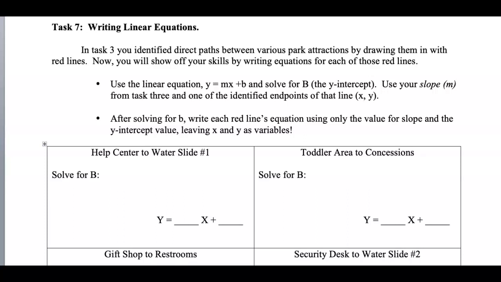In task 3, you identified direct paths between various park attractions and drew them in with red lines. Now you will show off your skills by writing equations for each of those red lines. We're going to use the linear equation that we talked about a few weeks ago, y equals mx plus b form. If you remember, b stands for the y-intercept and m stands for the slope. We already calculated the slope, but we don't know the y-intercept. So this task is to solve for that y-intercept.